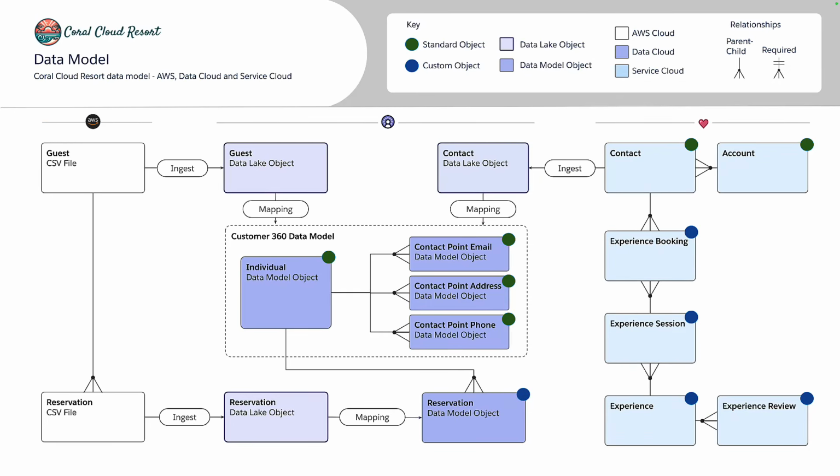We're nearly there. There is just one more task we need to perform. If we look back at Coral Cloud Resort's data model, we can see that reservations have a relationship to an individual because an individual can have one or more reservations. But since it's a custom object, we're going to need to tell Data Cloud what the relationship is.